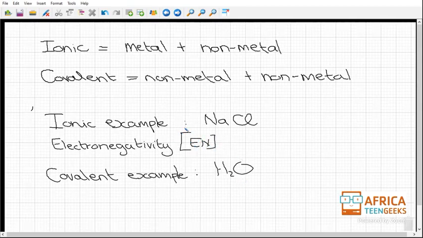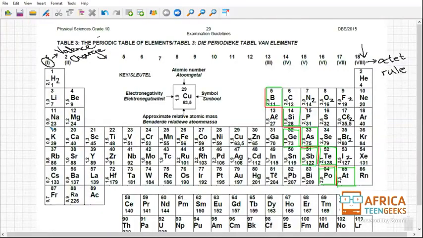And most textbooks do too. So I think I'm okay. Right. So I'm going to pop back to the periodic table, and we're going to look at the electronegativity of sodium and chlorine. That one. So the electronegativity of sodium is 0.9. And the electronegativity of chlorine is 3, right?